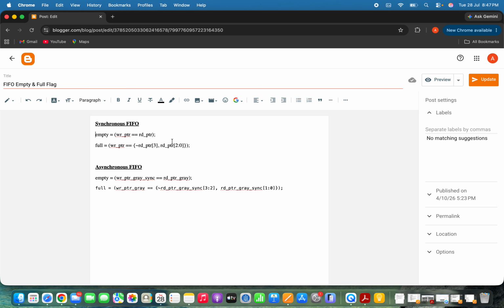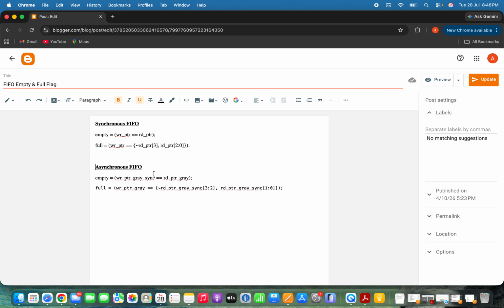So when the FIFO becomes full, the address bits of the write and read pointer are the same, but the extra most significant bit is opposite. That's why the full condition in a synchronous FIFO is written as write pointer equal to not of read pointer MSB, concatenated with read pointer rest of the bits. Here the address bits match, but the most significant bit is inverted. This tells us that the write pointer has completed one more loop than the read pointer, meaning the FIFO is full. Now let's move to the asynchronous FIFO.